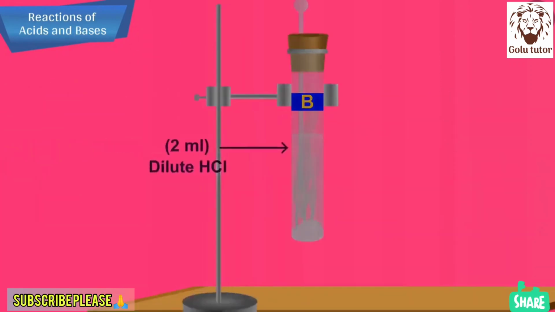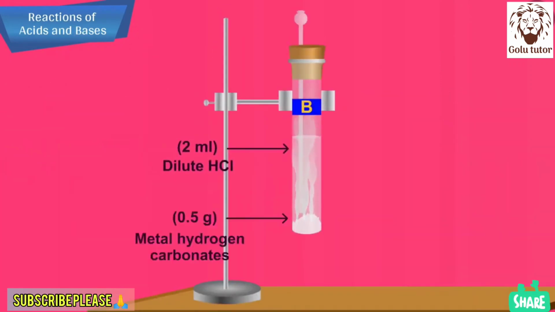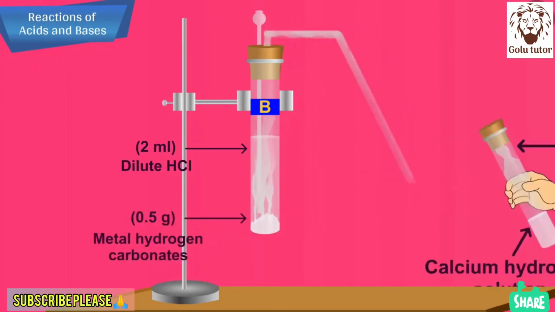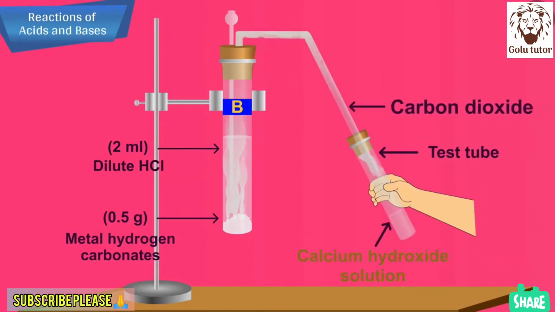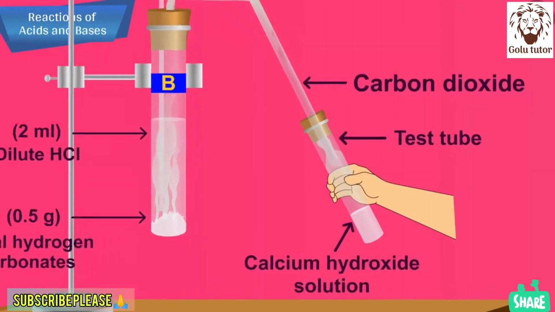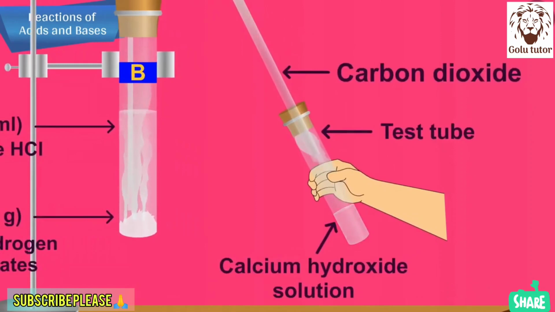We can repeat this experiment by replacing metal carbonate with metal hydrogen carbonate, that is, sodium hydrogen carbonate. Again, we will get carbon dioxide gas, which will turn lime water milky. On passing excess carbon dioxide, the milky lime water will become clear once again.